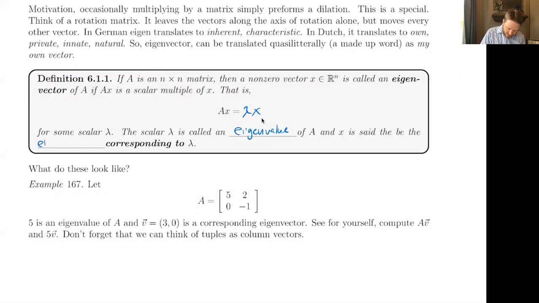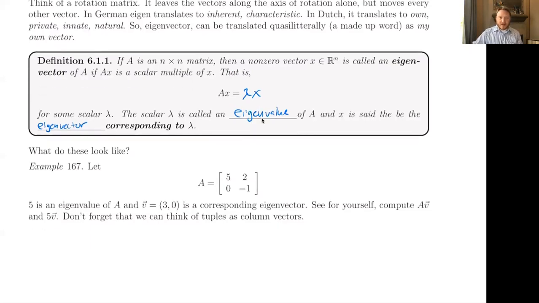So we have eigenvectors and eigenvalues. Before we dive into how exactly to define them, let's take a look at what this looks like. Let's take this matrix A equals 5, 2, 0, negative 1. I'm just going to tell you that 5 is an eigenvalue, and the vector 3, 0 is a corresponding eigenvector to 5. Let's compute A times V and 5 times V, and see if we get the same thing.